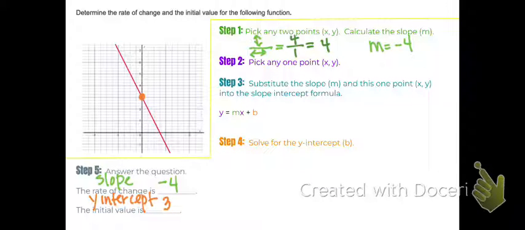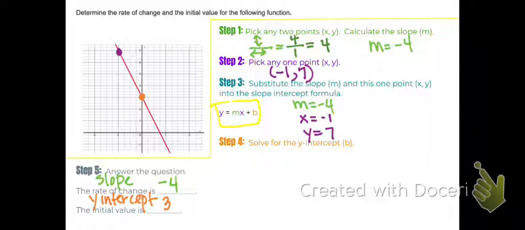So let me go through steps 2, 3, and 4 to show you how you can figure that out. So first, we're going to pick a point on our graph, any point. I'm going to pick a point that has good numbers, like whole numbers. How about this one right here? This is over -1, up 7. Any point would work. Now that we know the slope, we know that m is -4, and we have a point. This point tells us that when x is -1, y is 7. We can substitute these into the slope-intercept formula.